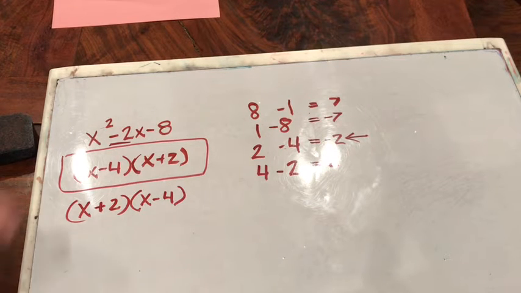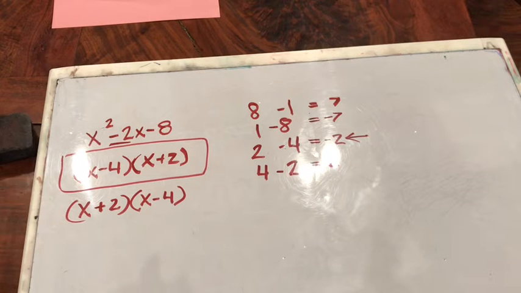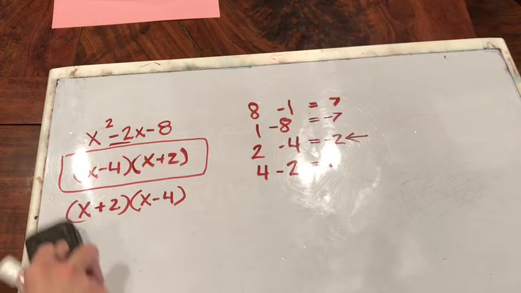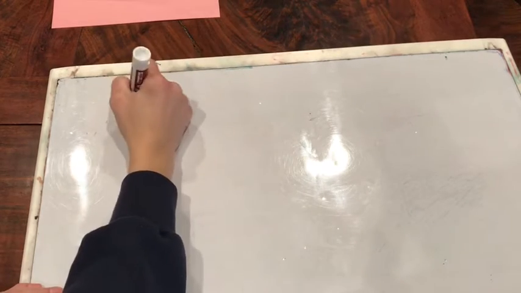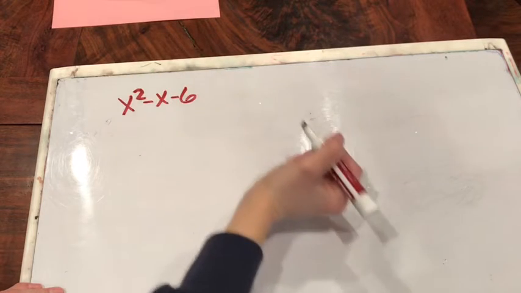Now hopefully you're not confused. Right here, I just listed them in a different order. Both of these are correct answers. So let's look at that first one that we did with algebra tiles now. We had x squared minus x minus 6.